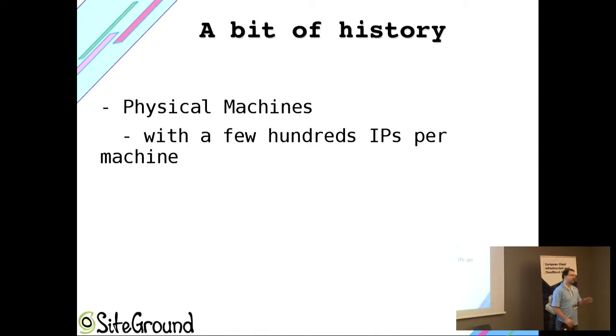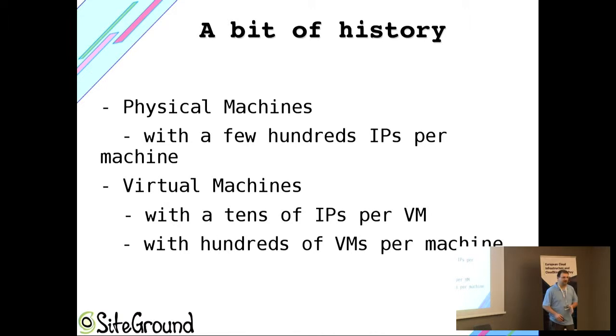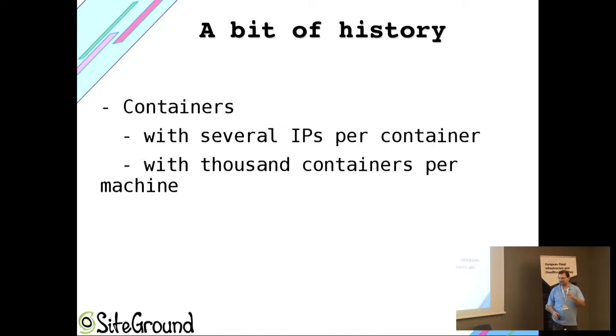We had data centers with only physical machines, and on these physical machines we had only a few hundred IPs, and I'm saying only here, per machine. So one machine, a few hundred IPs. Then the virtual machines came, and now we have a few IPs on the virtual machine, but we have multiple virtual machines, like hundreds of virtual machines on a single node. So the density changes, and now the containers came, and you have actually thousands of containers on a single machine. That's not a problem to have thousands of containers on this one machine. This means thousands of IPs.